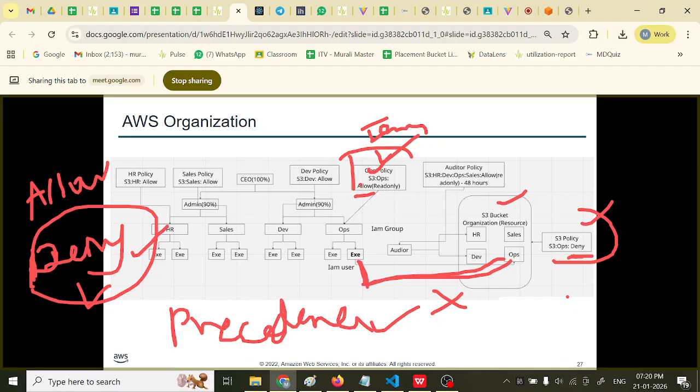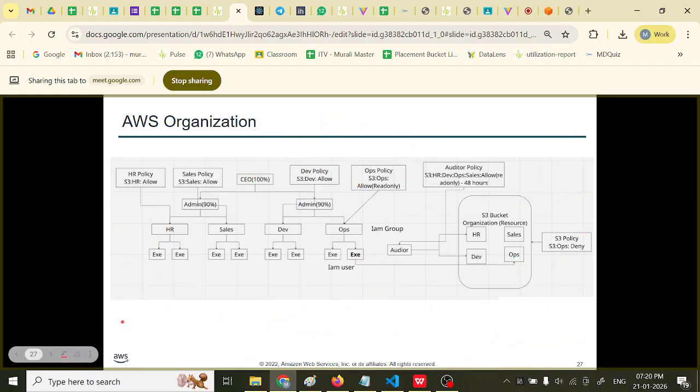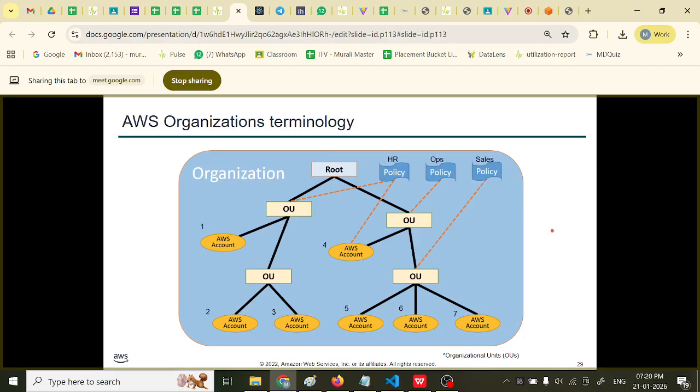If it's deny here also, deny will take priority. Okay, if both are allowed, then he can access. If anywhere it is mentioned as denied, then it is denied only. That is nothing but no means no. If somewhere it is written as no, then you cannot access it anywhere. Okay, hope you got it.